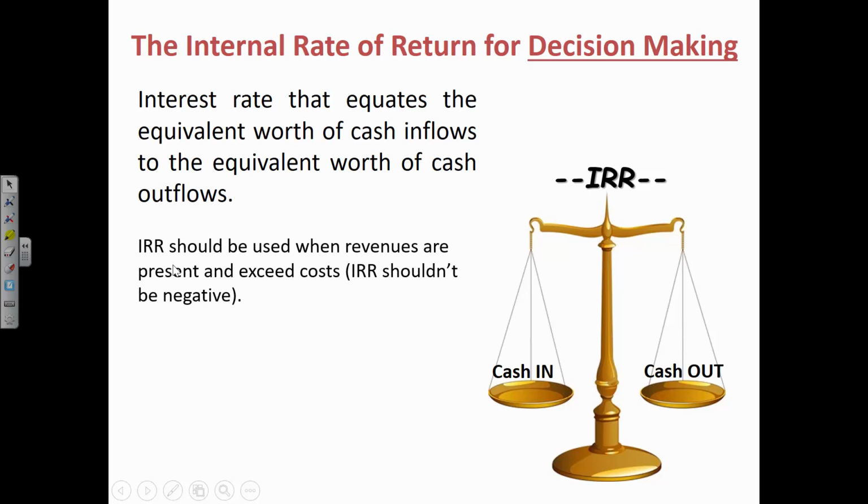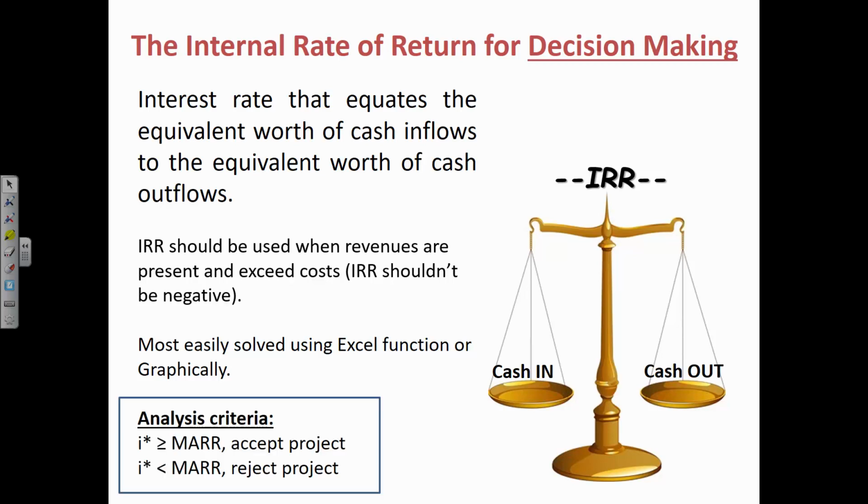You can only calculate the IRR when a project is generating a profit. It can't be used for cost-only alternatives, like a public park, where there's not any revenue. It's just costs only. So you can only use it when there's a positive value for a project. And you can solve it on Excel or graphically. Solving it by hand is a little bit tedious because what you're having to do is iteratively keep changing the i value until the sum of the present worth is equal to 0.